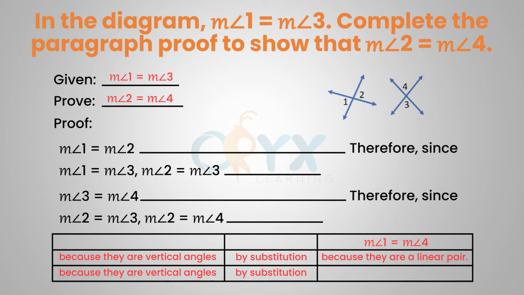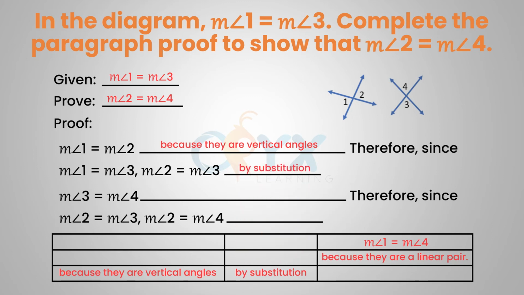To fill in the paragraph proof, we will say that the measure of angle 1 equals the measure of angle 2 because they are vertical angles. Therefore, since the measure of angle 1 equals the measure of angle 3, the measure of angle 2 equals the measure of angle 3 by substitution.